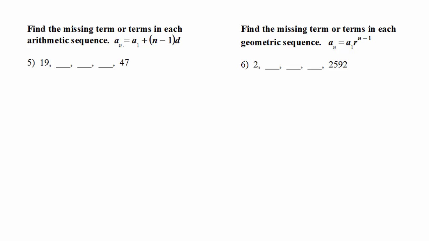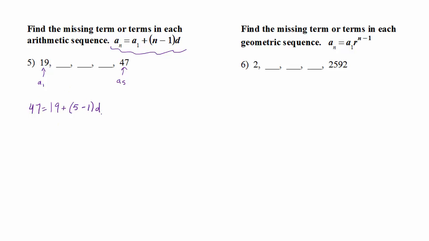But since we have this right here, which is our formula, the other thing we can do is say 47 is the 5th term in this sequence, and 19 is the 1st term in this sequence. And so because I know the 1st term and the 5th term, I can plug into this formula. A of n in this case would be A of 5, which is 47. A of 1 is 19. And since 47 is the 5th term, what we would put in for n is 5.